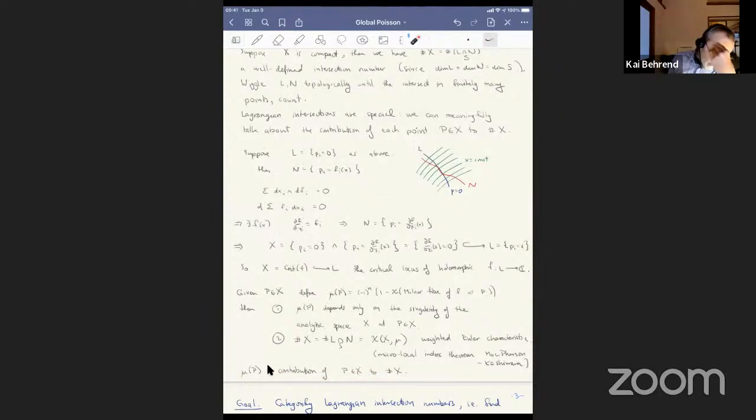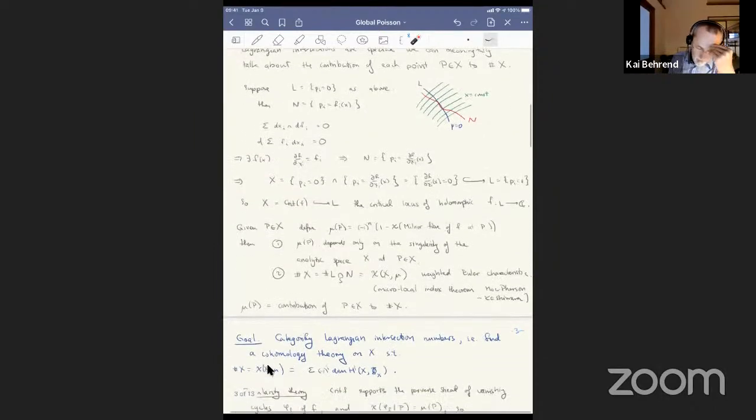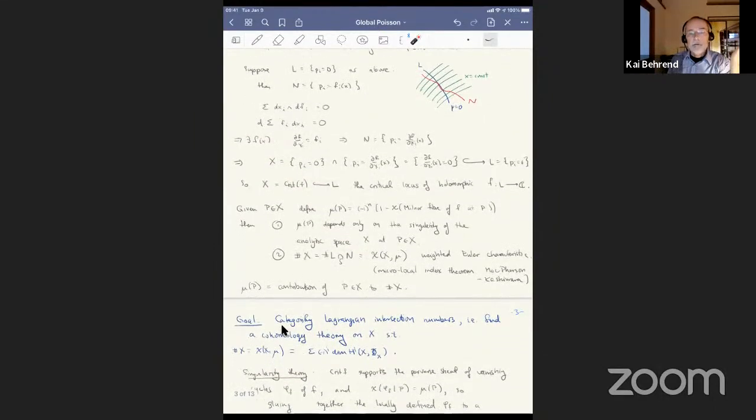So here I come to my goal in this talk, and in general, my goal in this situation, why I ever got interested in this subject to begin with: to categorify these Lagrangian intersection numbers, i.e. define a cohomology theory on the intersection such that this intersection number, this weighted Euler characteristic, is the actual alternating sum of dimensions of some cohomology theory, so some coefficient system on X. So that's some kind of sheaf of coefficients or complex of coefficients on X.